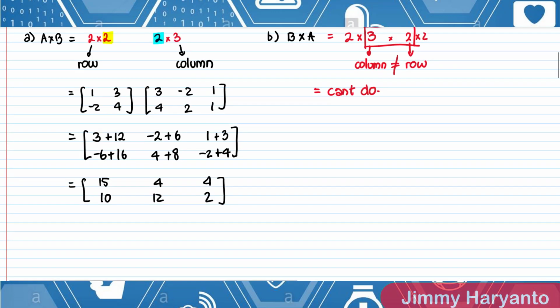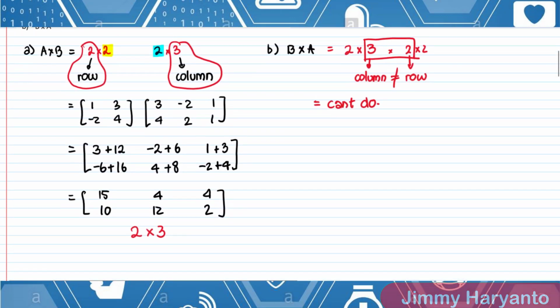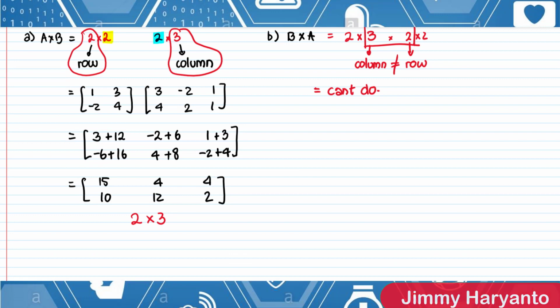Take a look at your answer. Your answer is 2 times 3 dimension, right? It's the same with our prediction, which is 2 rows and 3 columns. So this is the explanation for number 4. But it's only theoretical, so you don't have to be confused about it. Just know how to multiply two matrices.